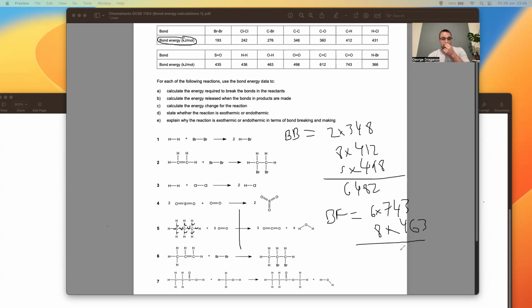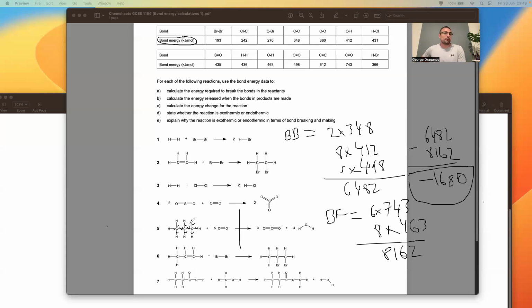Now, when you add that up, you're going to get a value of 8162. Now, all you do is subtract your 2 values. So you do 6482 minus 8162. And your final value for this will be minus 1680, which makes it an exothermic reaction because it is a negative enthalpy change. And this is a combustion reaction using oxygen to burn propane, which means that it will be exothermic.